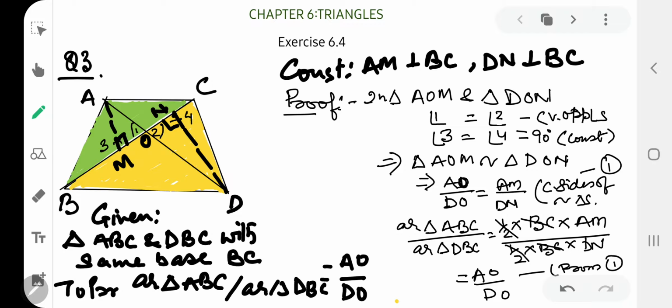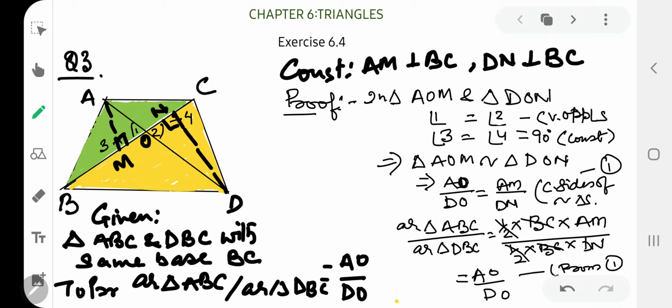Dear students, today we will start with exercise 6.4. This exercise is based upon area of similar triangles. You all must know that when the triangles are similar, the ratio of their areas is always equal to the ratio of the squares of their corresponding sides. So let's begin with question number 3.